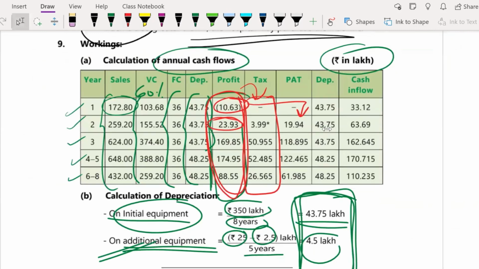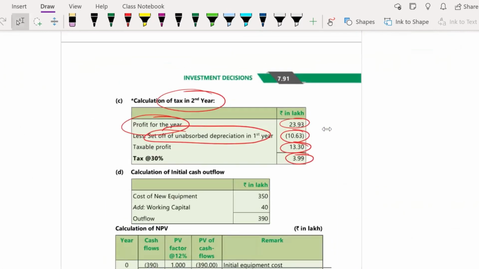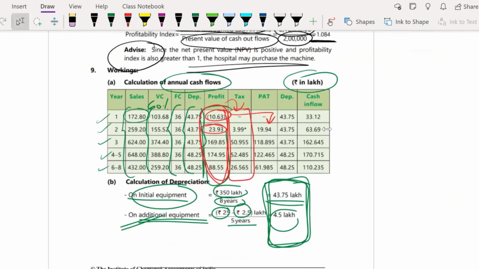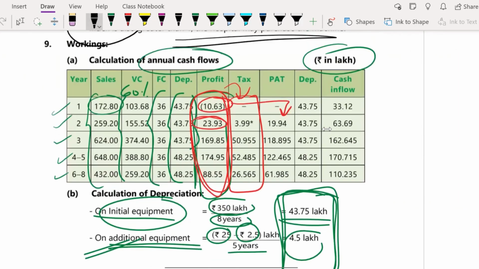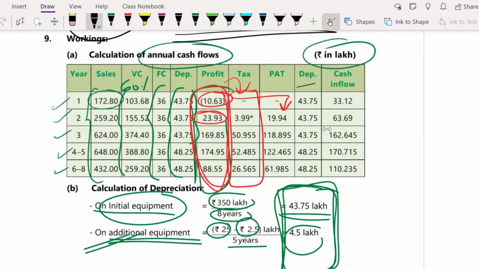I hope you understood it in a better way. And that's what they have done for all the rest of the years. Then they have again added back depreciation to nullify the effect, and then they have found out your cash inflows.